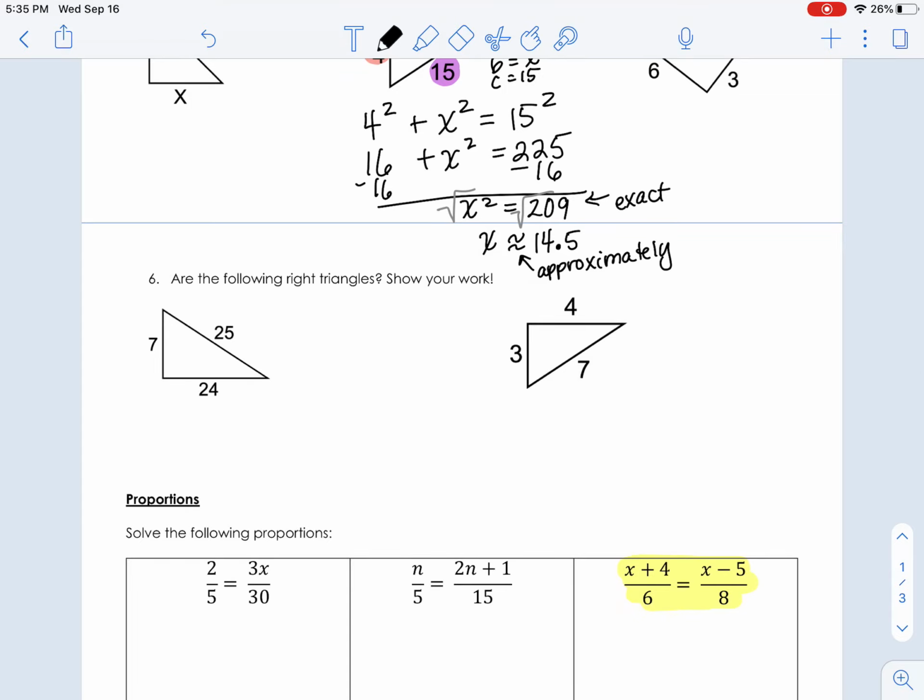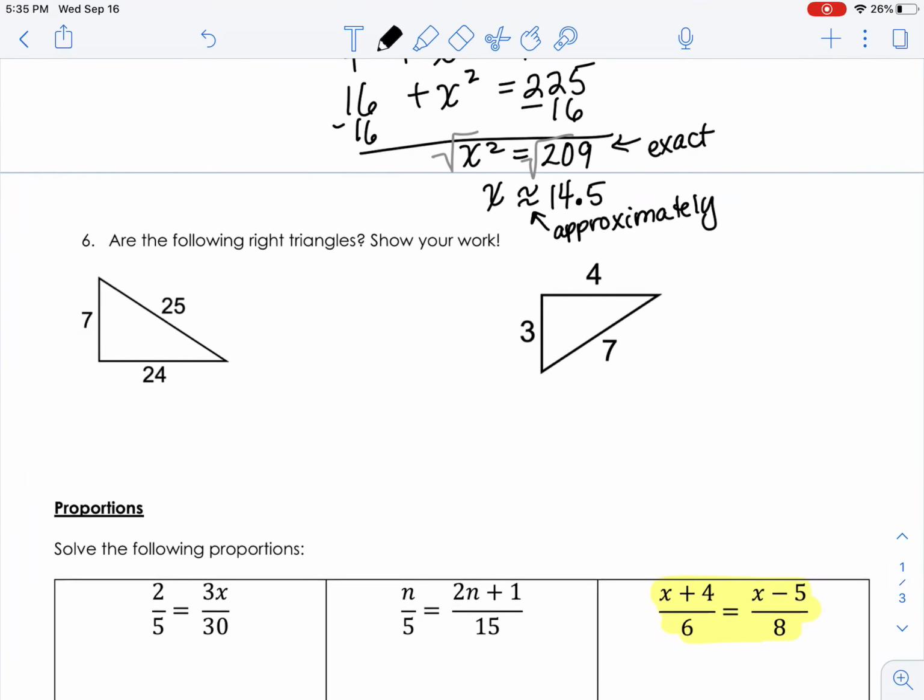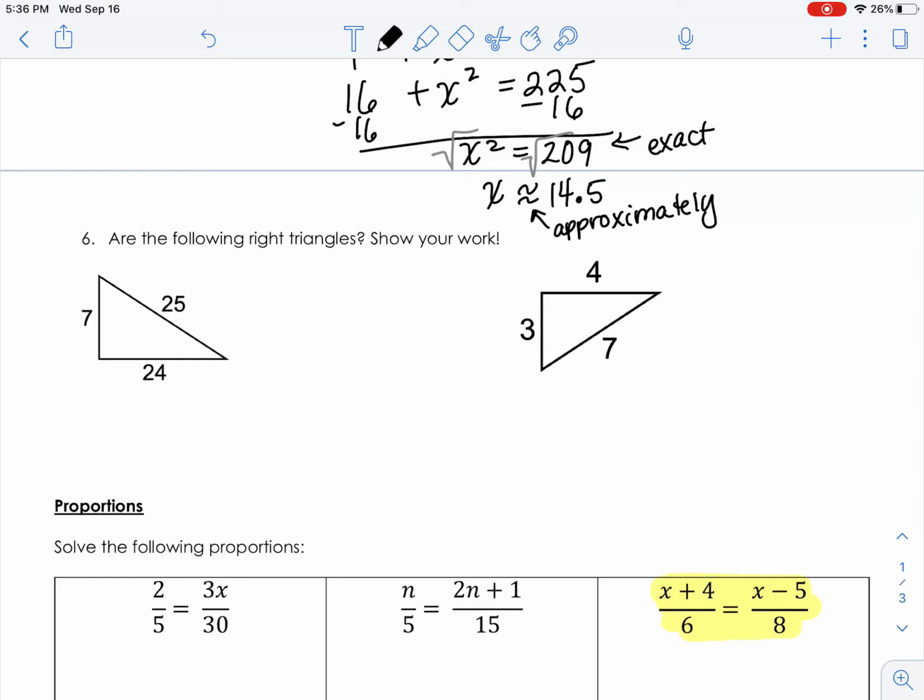are the following right triangles? Show your work. So for these, remember what you do is you put them into the Pythagorean theorem and see if it comes out true. If it comes out true, then it is a right triangle. If it's false, it is not a right triangle. So I'll do both of these.